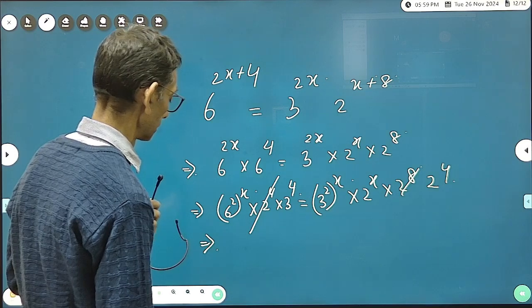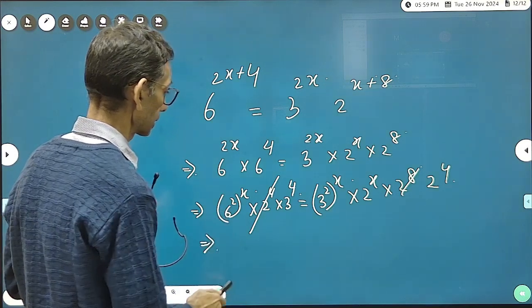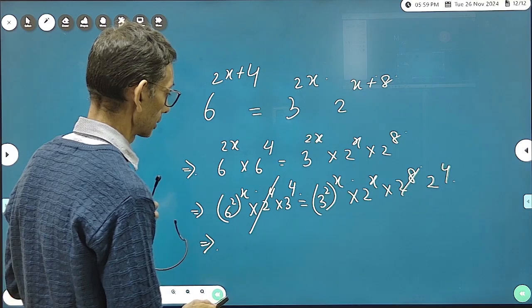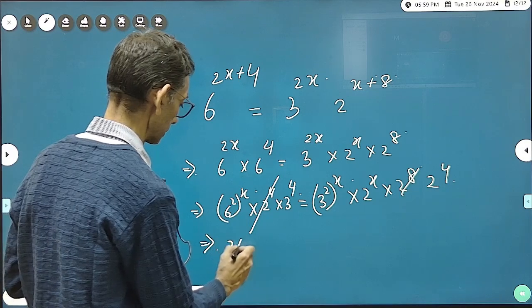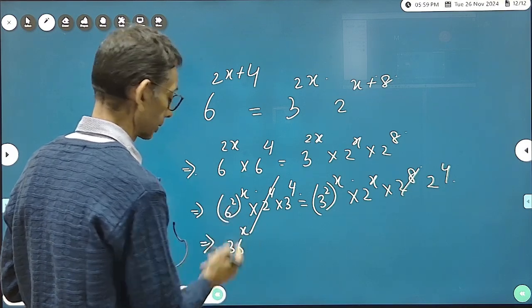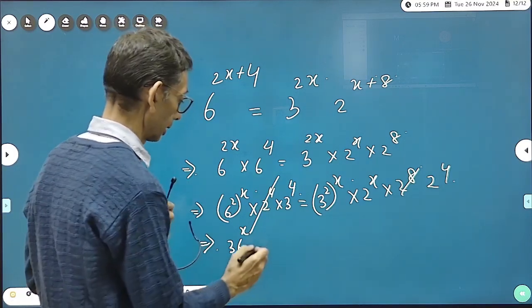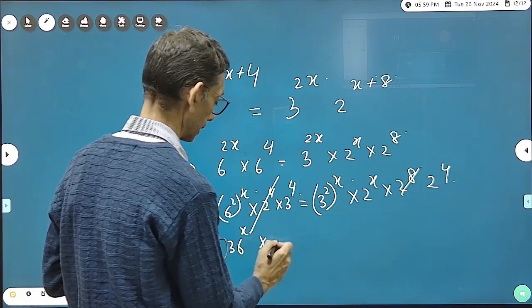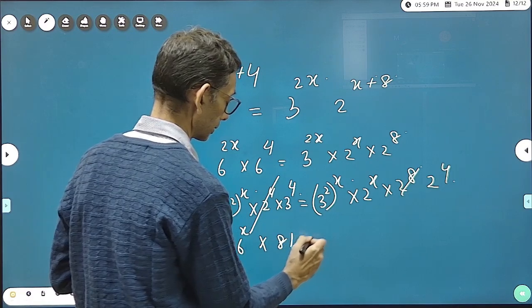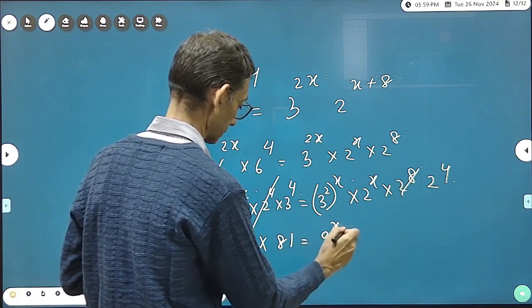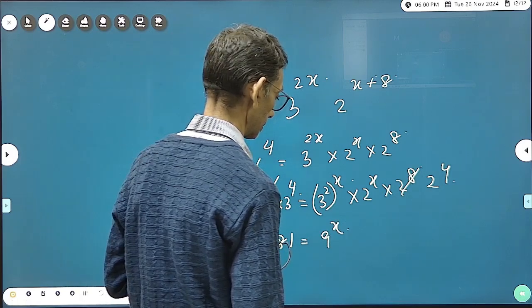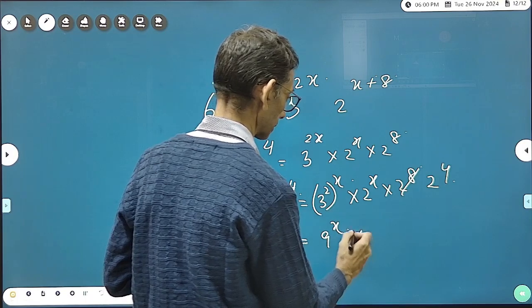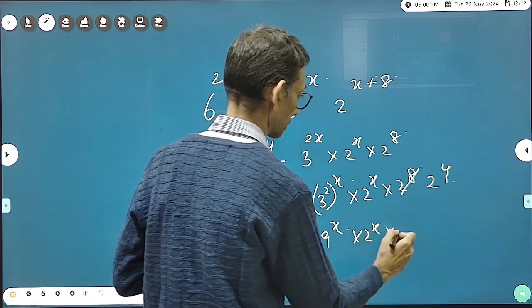This is 6 square, 36, right? 3 square, 9, so 9 to the power x, into 36 to the power x, whole 6 square 36. And 3 to the power 4 means how much? 81. So 9 to the power x, and 2 to the power x into 2 to the power 4, 16.